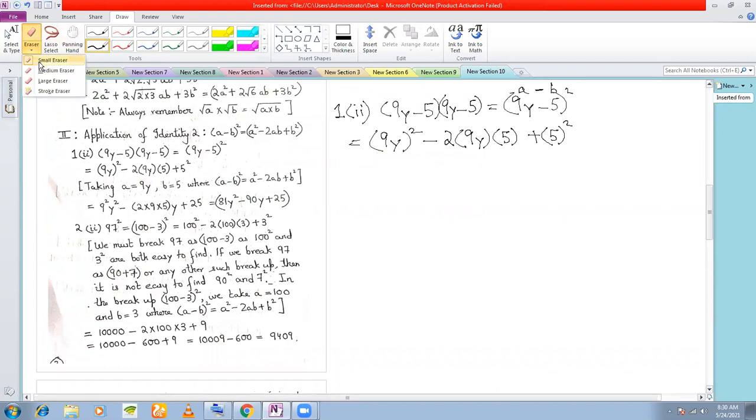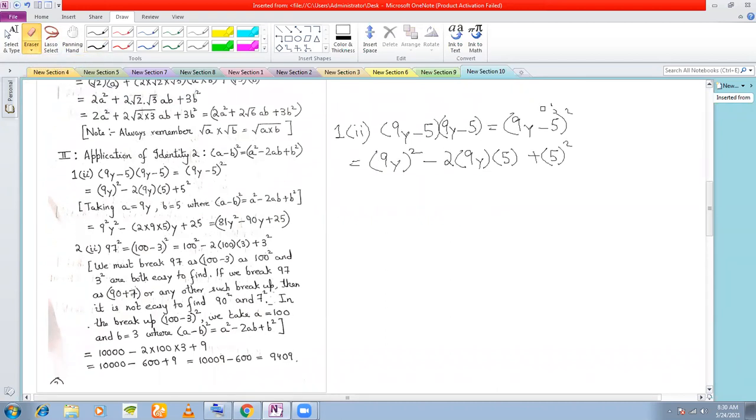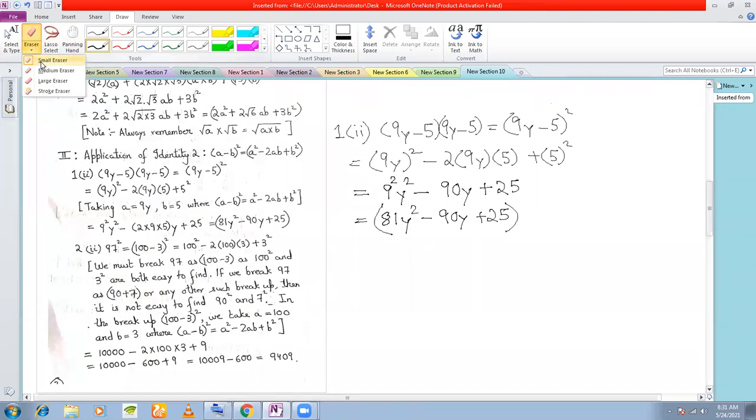Right? Now I'm writing a minus b above. You will not write a minus b above. Even if you write it above, you'll write it with a pencil and erase it. 9 square y square minus, this is 90y plus 25, and that is 81 y square minus 90y plus 25, and that is your answer. This is just like a plus b whole square, except that you have a minus sign in between.